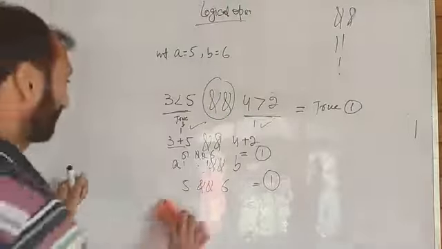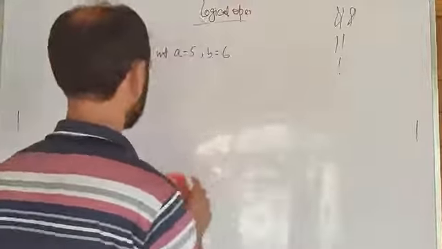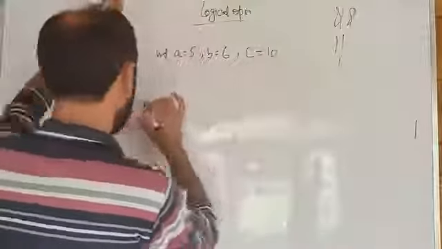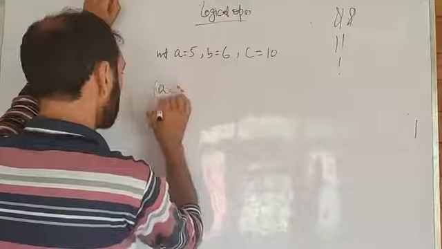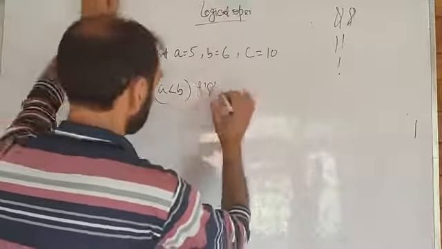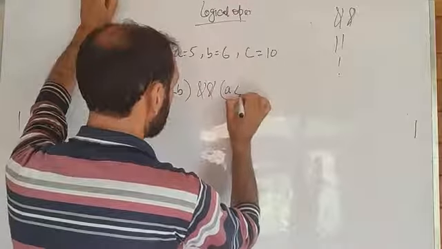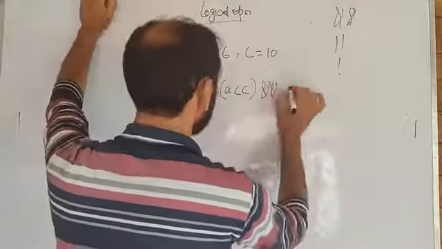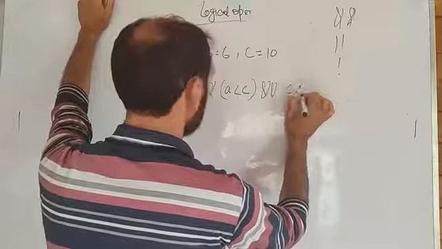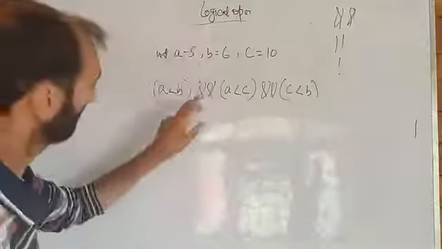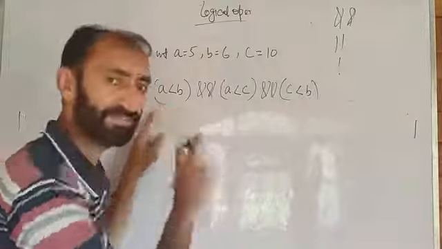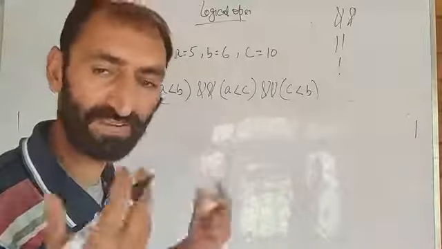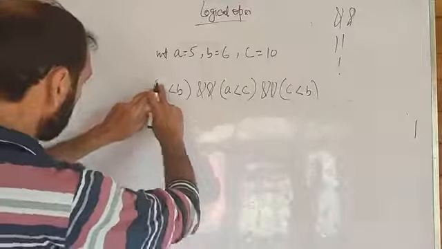What if I have an expression like this, for example: variable c equal to 10, and the expression a less than b and a less than c and c less than b? These are three conditions. These are relational expressions, and they can involve arithmetic expressions, constants, and variables. They can be anything.